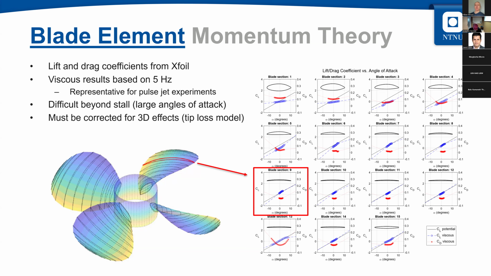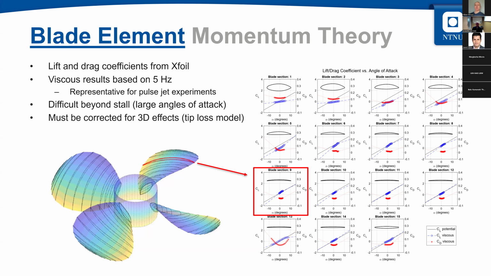And as I said, we are doing dynamic operation, so you could encounter rather large angles of attack. So then you may encounter stalling. That's potentially a difficult challenge. And also with this 2D approach, you need to include some correction for 3D effects, so-called tip loss models. I will get back to that.